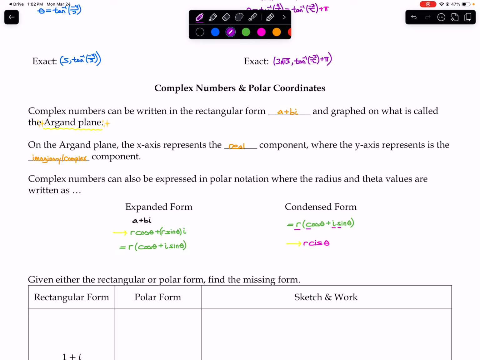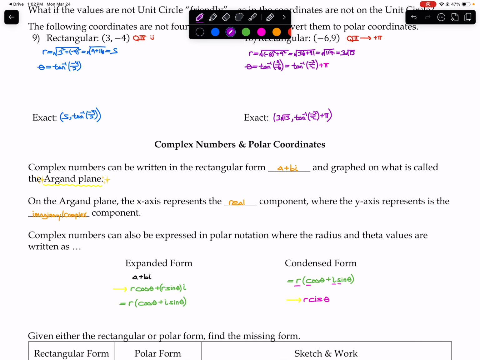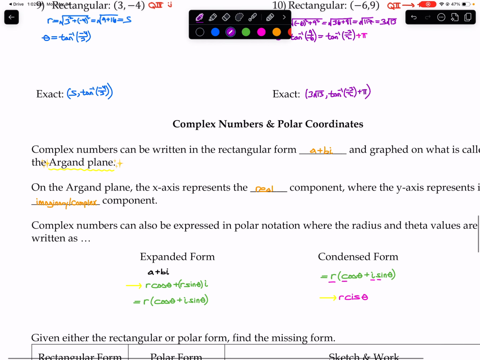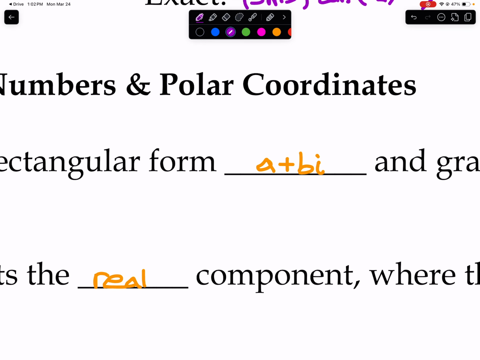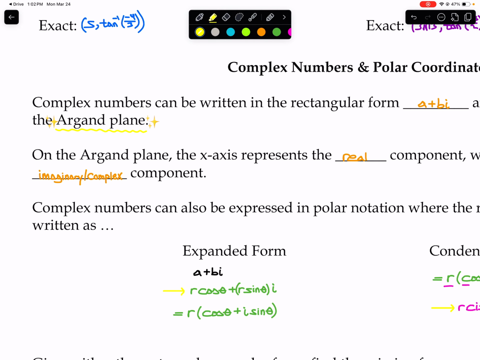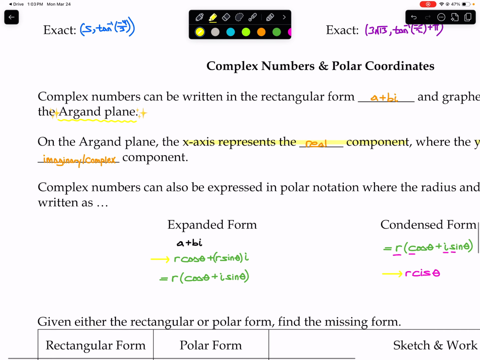Complex numbers can be written in the form of a plus bi, which I know you guys have seen before, fingers crossed. And that is technically on what we call the Argand plane. Now the Argand plane is very similar to the Cartesian coordinate grid. It's just a different way of graphing, just graphing the complex values is all it does. So what you really need to understand is that on the Argand plane, the x-axis represents the real component, and the y-axis is going to represent your imaginary component. This is really your big takeaway.